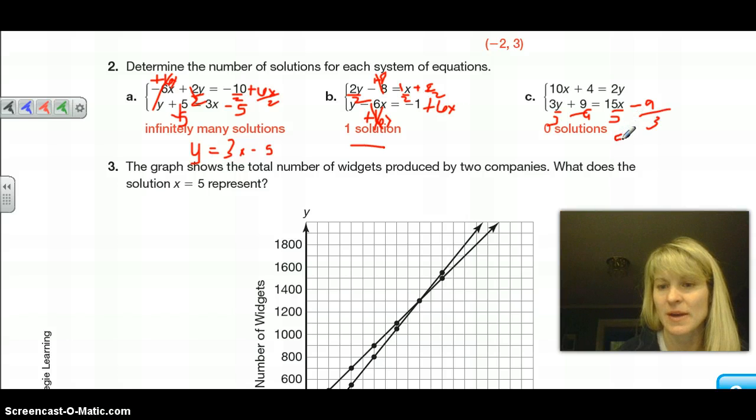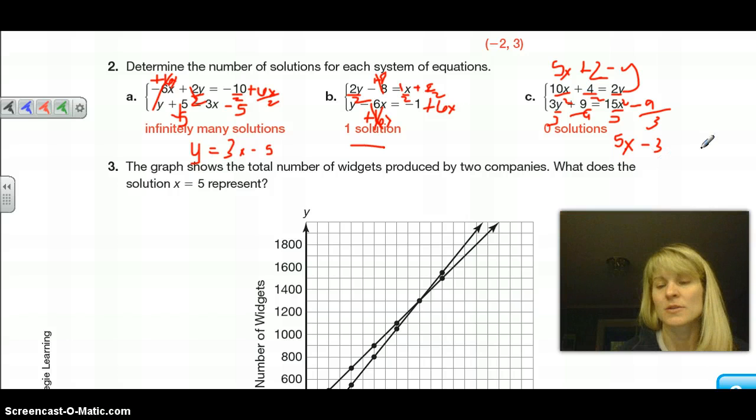So that's going to give me 5x minus 3. And then here, I just need to divide by 2 to get the y by itself. So if I divide by 2, that gives me 5x plus 2 equals y.